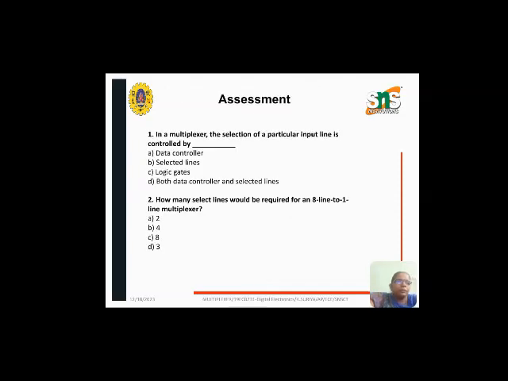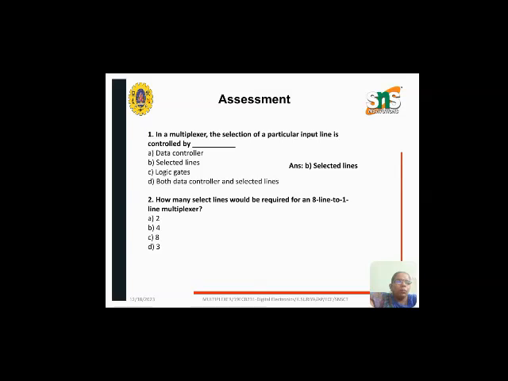Next we'll have a few assessment questions. So in a multiplexer, the selection of a particular input line is controlled by A. Data controller, B. Select lines, C. Logic gates, D. Both data controller and select lines. Yes, the answer is select lines.